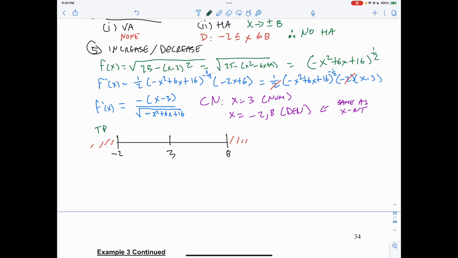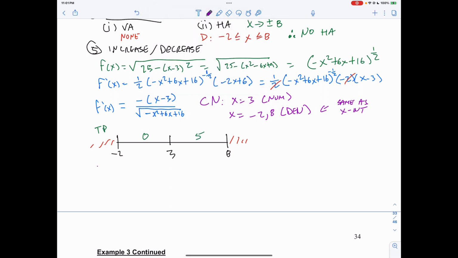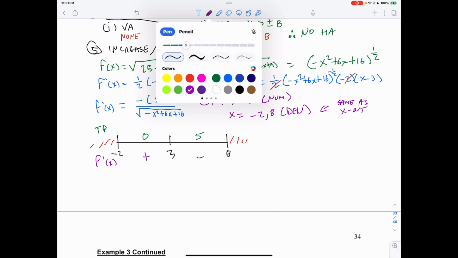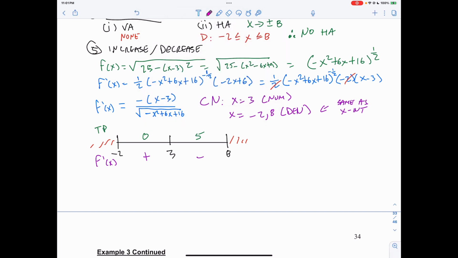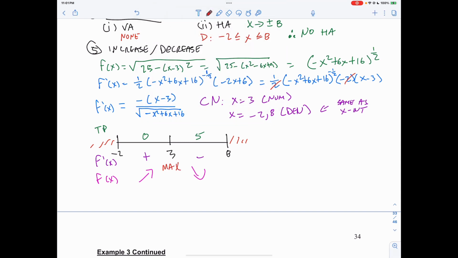So I'm going to use the point of 0, I'm going to use the point of 5, and I find that my first derivative goes from positive to negative, which means that my function is going from increasing to decreasing, and I have a maximum that is occurring within that restricted domain.